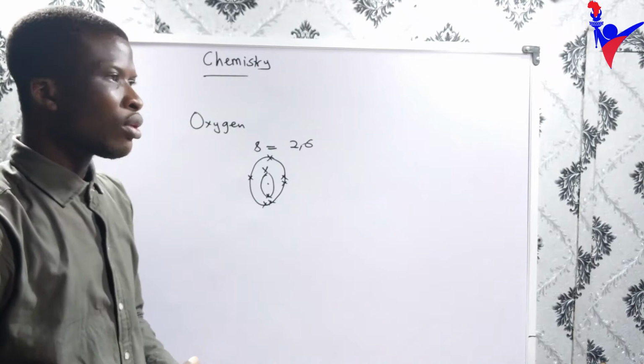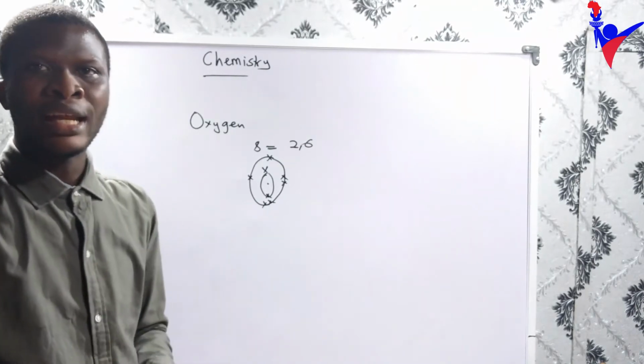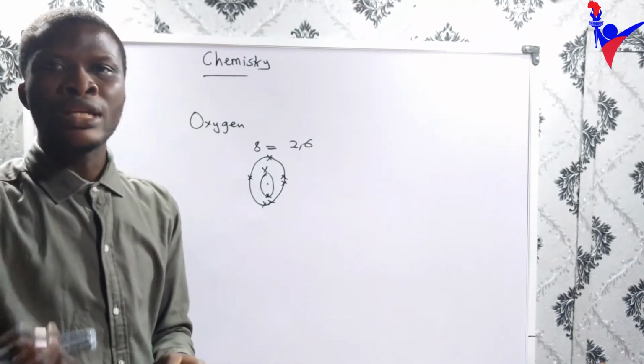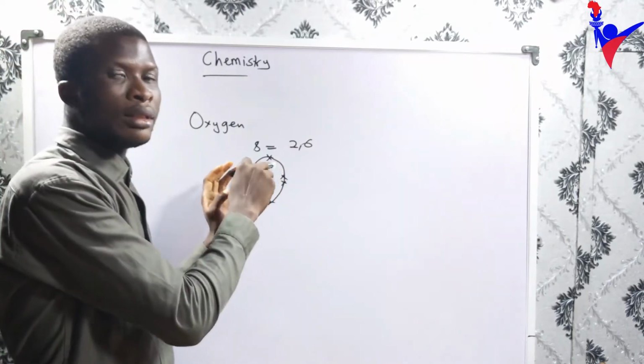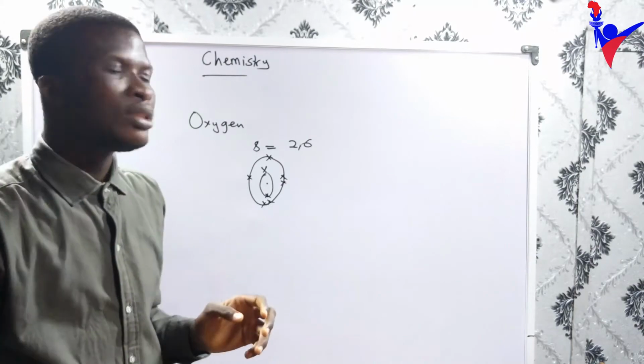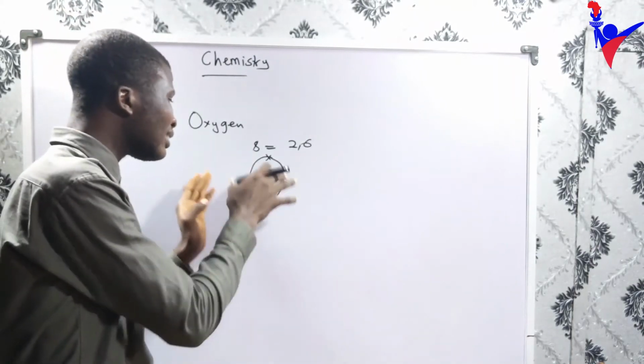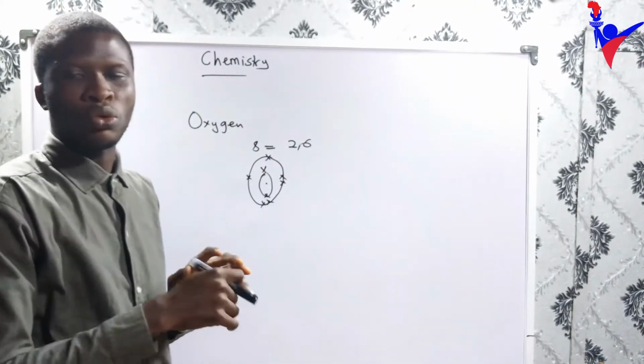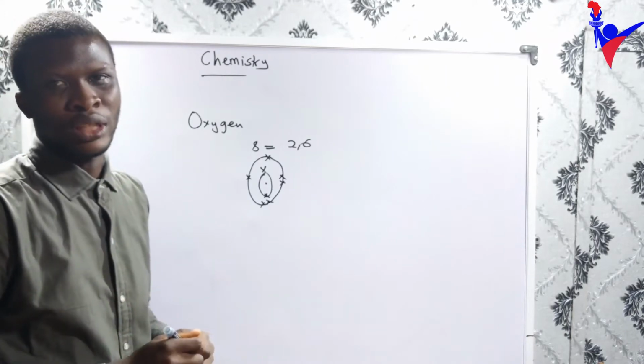When we are talking about ionization energy, the first ionization energy is the energy you need to form an ion out of that gaseous species in its neutral state. That is what you call first ionization energy. All right.